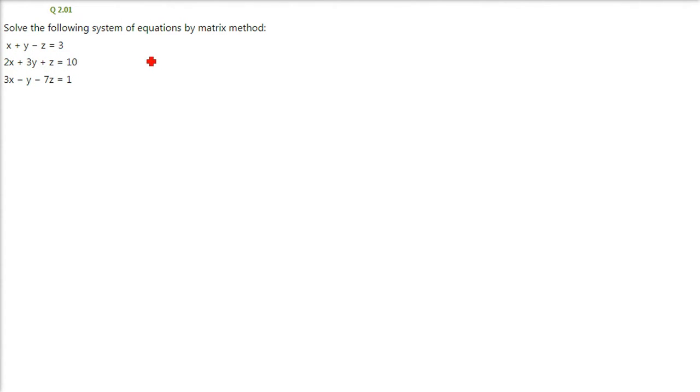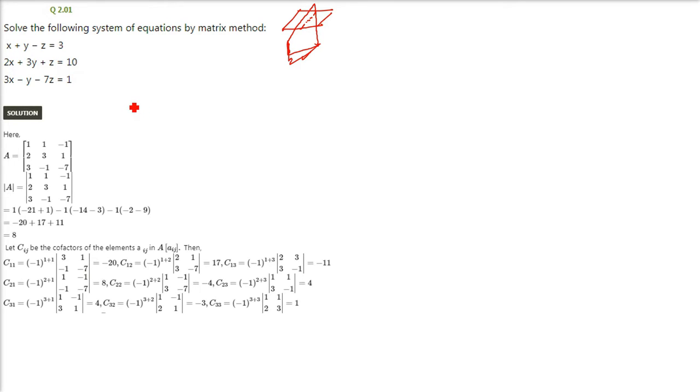Y equals mx plus c is the equation of a line, but when we have x, y and z, just assume that there are two planes and they are intersecting somewhere, and that intersection needs to be found out. That will be a certain x, y, z value, right? So in order to do this, we need a matrix method.